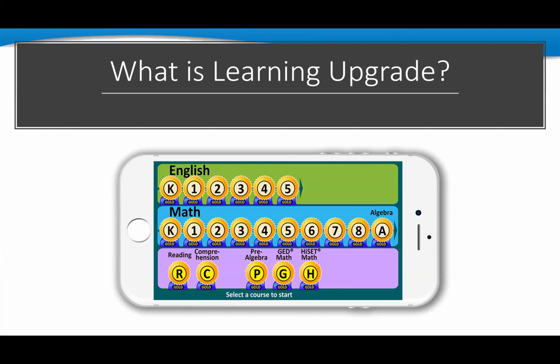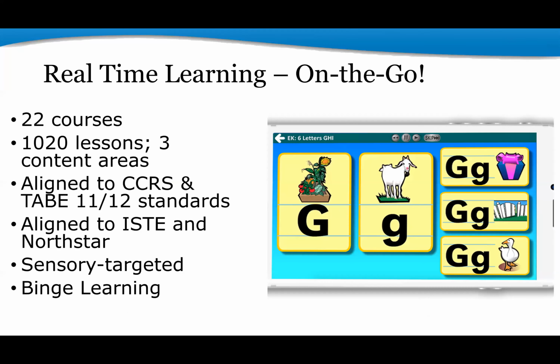So what is Learning Upgrade? Learning Upgrade is an app-based learning platform that teaches adult learners English, reading, and math skills from low to high levels. It now has 22 courses that cover over 1,000 lessons in 3 specific areas. And we just added an area recently entitled Digital Literacy. So now we cover English, reading, math, and digital literacy.